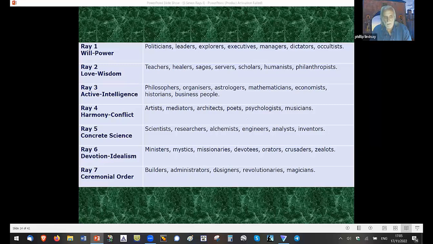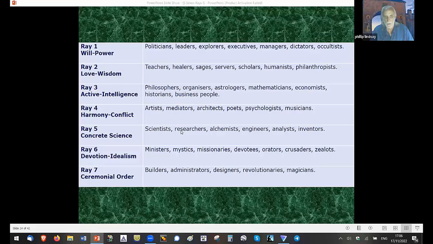Ray 5, science: scientists, obviously, researchers, alchemists, engineers, analysts, inventors. Science has really advanced in the last several centuries, taking huge leaps. And yet it also has been abused and misused, the misuse of the mind, the misuse of the things that science has invented. All things can be used or abused, and just before we go into the Aquarian age, the fifth ray will be expressing quite strongly for a couple of thousand years through its passage through Aquarius, where the imbalance that is currently expressing itself must be rectified.